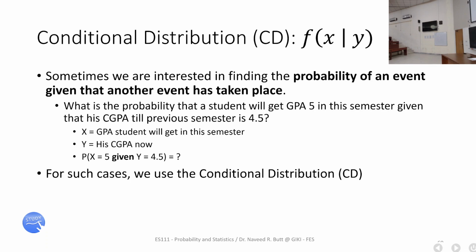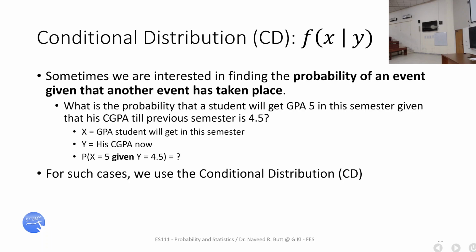For example, you might be interested in GPA 5. This was written for another country, so I have to change it. Here it is 4, yes. So in that case, of course, you can say GPA 5 is impossible here. But anyway, what is the probability a student will get GPA 5 in this semester, given that his or her CGPA in the previous semester is 4.5? That's one way of looking at conditional things. We're just giving an example that you might be interested in.